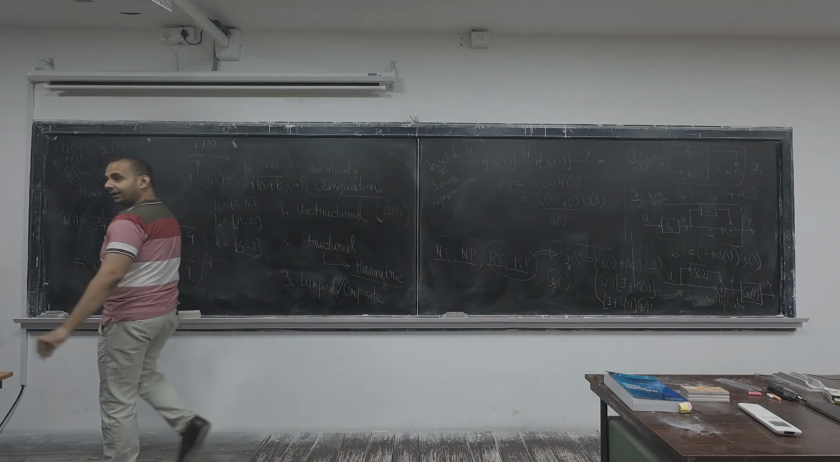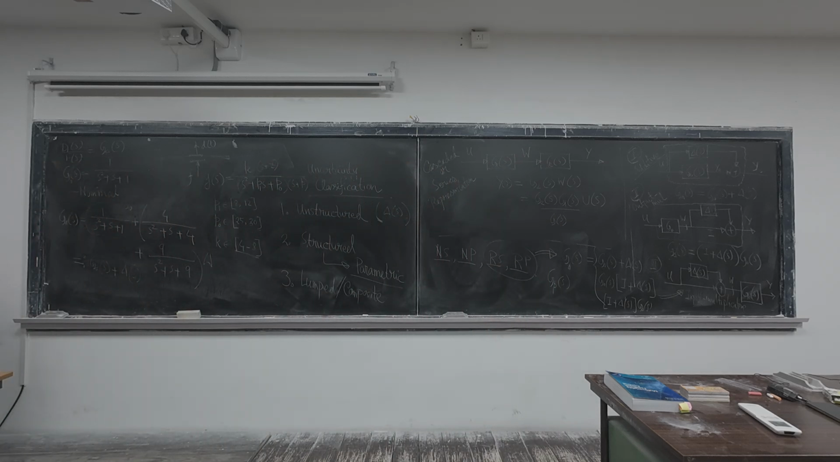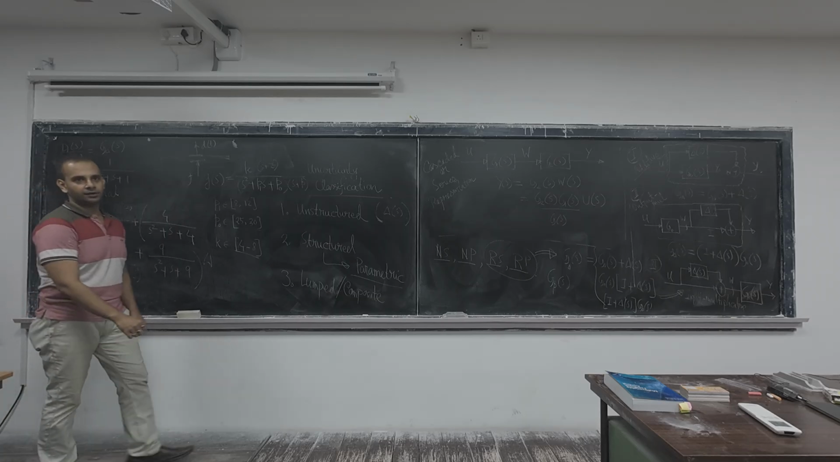So if you add 2 extra modes, what will be the order of the system? 6th order, that is 2, 2, 2. Now if I add 4 extra modes, what will be the order? 10. If you add 50 extra modes, what will be the order? 52. So there is no fixed structure. This is an example of an unstructured uncertainty.